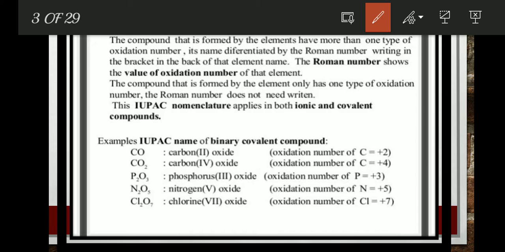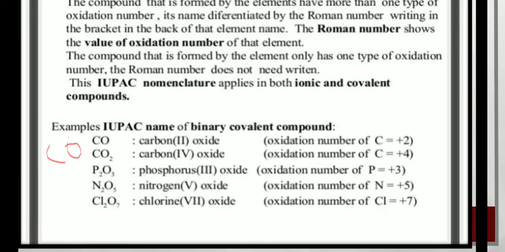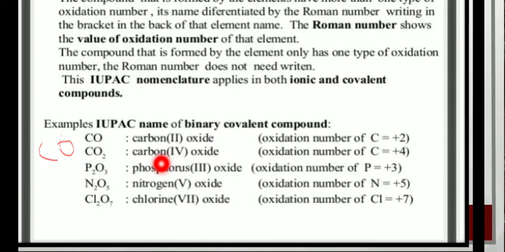Carbon dioxide. So first one carbon monoxide, second one carbon dioxide, and third one phosphorus trioxide, and nitrogen pentoxide, and chlorine heptoxide. Okay, listen. First one, carbon monoxide.